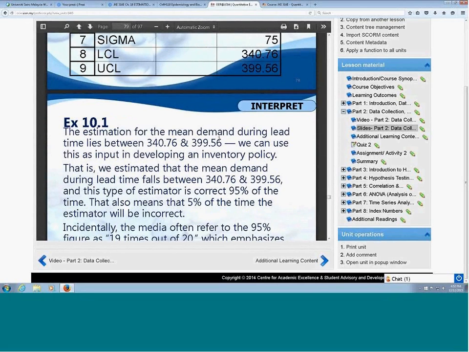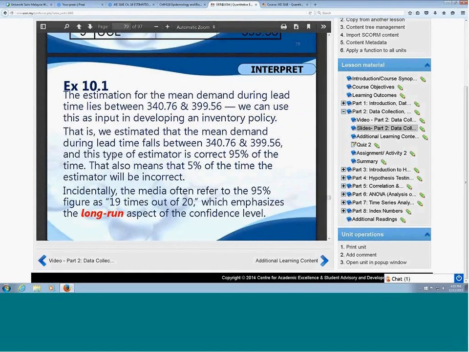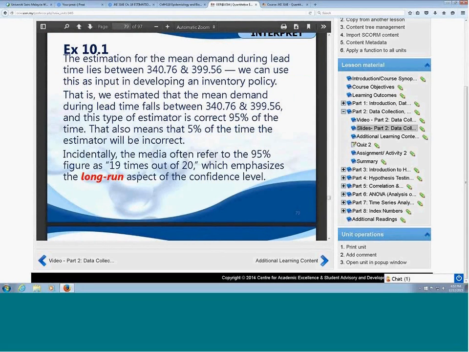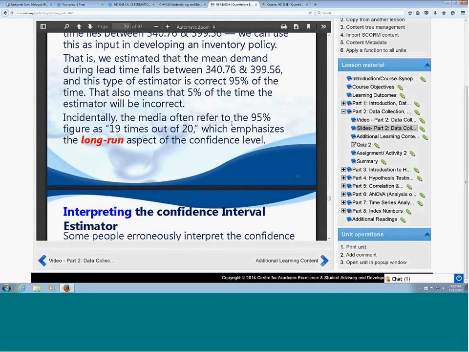So you can use this interval estimation. But what we mean is that this type of estimation is correct 95% of the time. There is also a possibility that you will be wrong; the estimator will be incorrect. The media often refer to the 95% figure as 19 out of 20, which emphasizes the long run aspect, in terms of probability. If you take 20 samples using this 95% confidence level, 19 out of 20 you will get it right, and 1 out of 20 you will get it wrong.